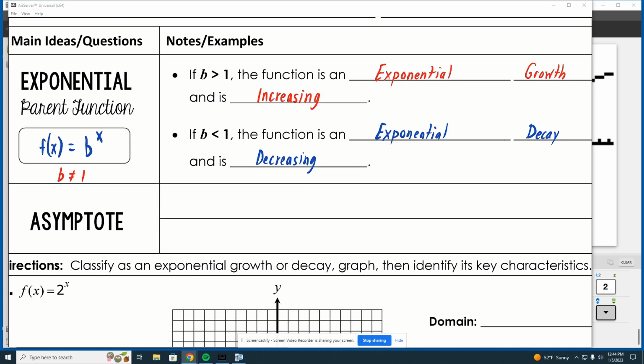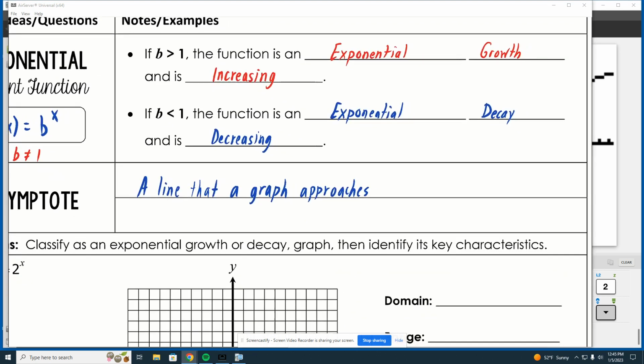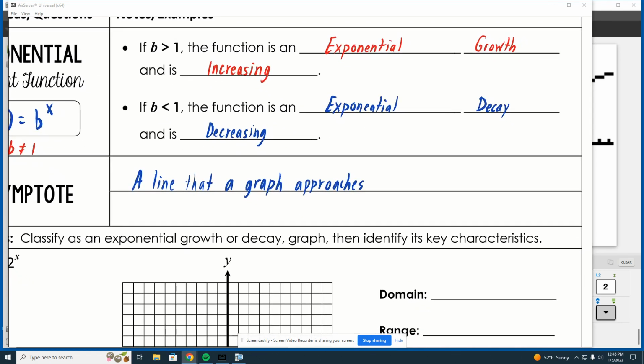An asymptote is a line that a graph will always approach, but guess what it never does? It never touches it. It never gets there. It's always approaching it, but it never gets there. So it's a line that a graph approaches, but never touches or crosses, either way. It can't cross it if it never touches it, can it?